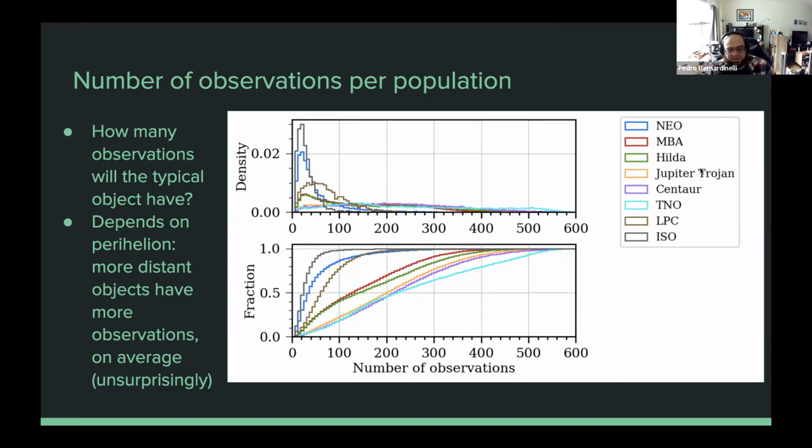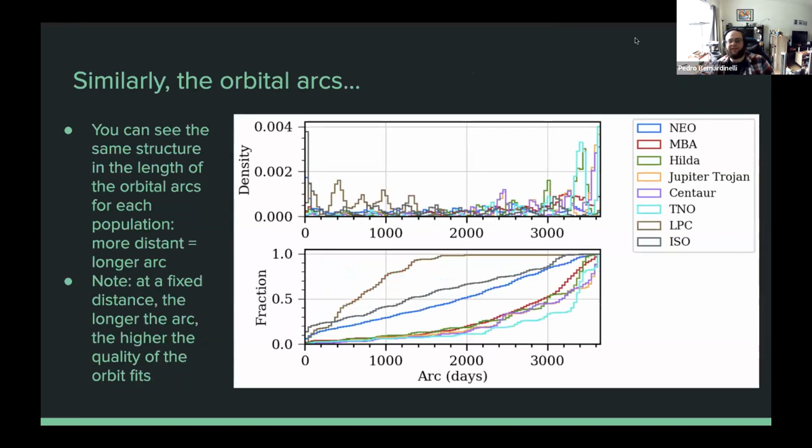So one other way of seeing this is the next slide. Whenever Jake figures out how to change slides, we can look at the arcs of these objects. This is the elapsed time between the first and the last detection, and you can see the same structure over again here. The more distant the object is, the longer its orbital arc. So the majority of the TNOs will have 10 years of data, and things like the long-period comets and the ISOs, which are these transient populations, typically have 3 years of data instead.